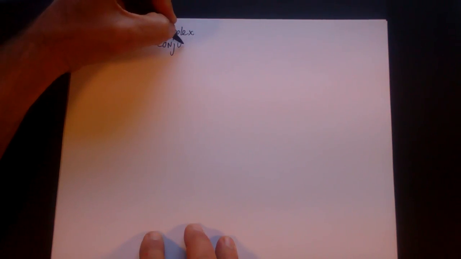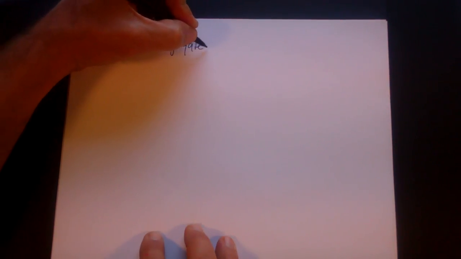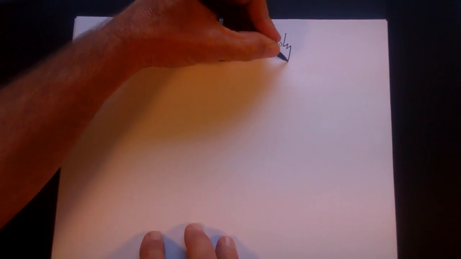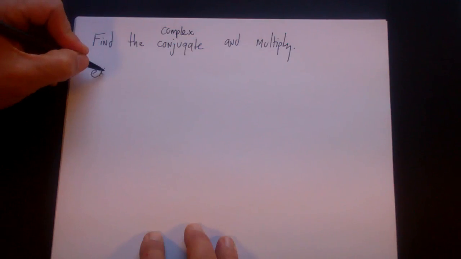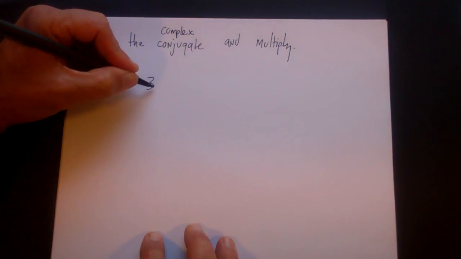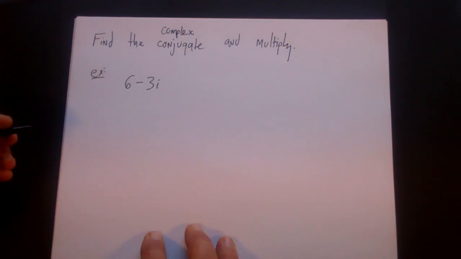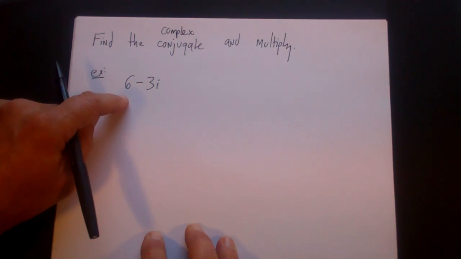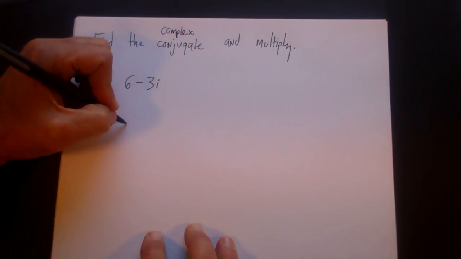Let's think about why it's used. So what we want to do is we have a problem. It's two parts. We want to find the complex conjugate, and then multiply. So let's do an example. Let's have 6 minus 3i. Well, first step, the complex conjugate of 6 minus 3i will be 6 plus 3i.